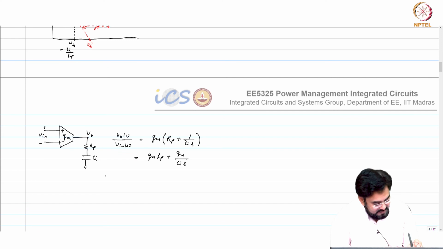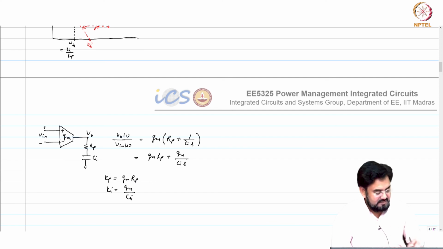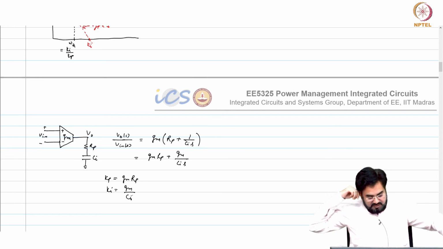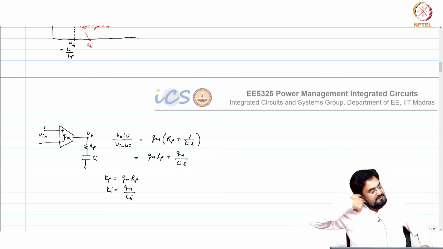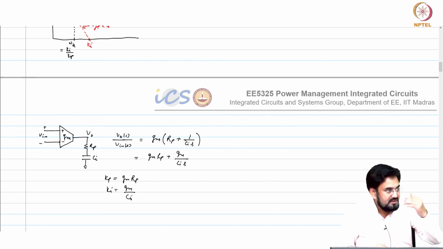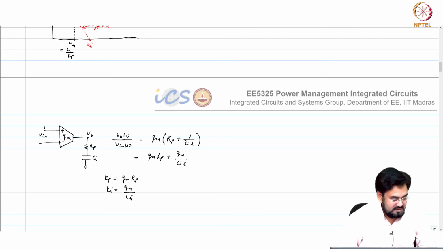So what is Kp? GM RP. And what is Ki? GM by CI. So if I want to change the Kp, what should I change? GM or RP? Yeah, because you don't want to disturb your Ki. Yes. Once you fix the Ki, you just change the RP to get the different proportional gain. Okay.